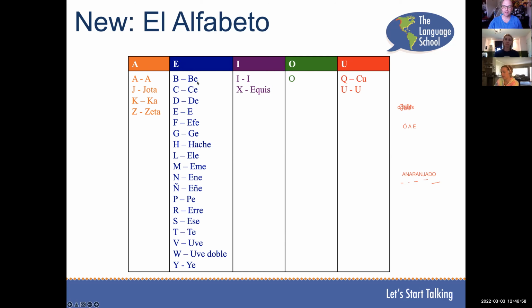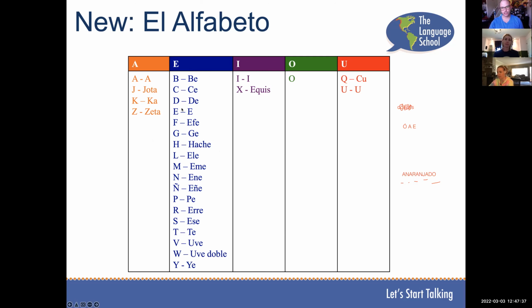Repeat after me: be, se, de, efe, ache, ele, eme, ene, eñe, erre, ese, te, ube, uve doble, ye. Almost every letter produces that A sound.